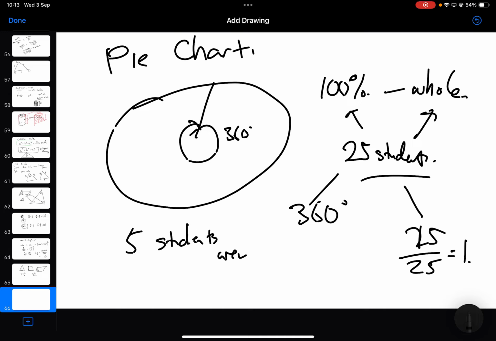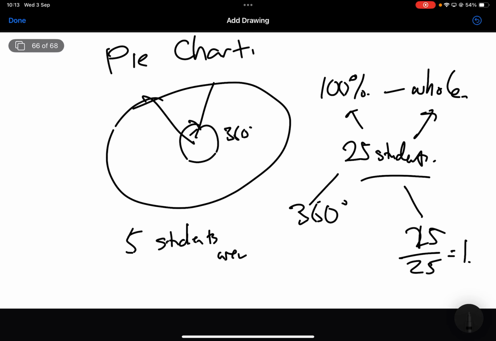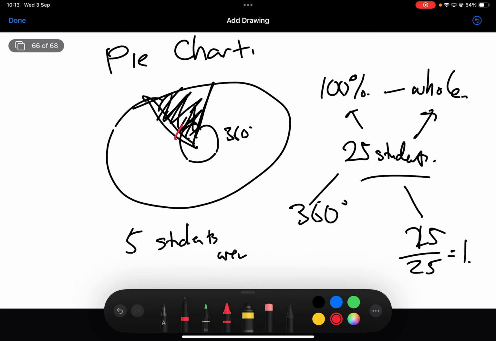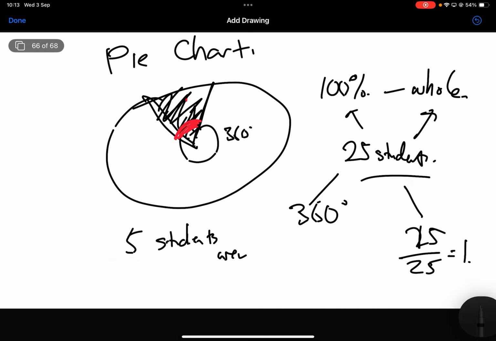If I were to represent these 5 students with a piece of pie, then I must find out how much angle this pie will occupy. Then it is again back to our idea of ratio. 360 degrees is 25 students. If I want 5, then how do I get what angle it is? There will be a corresponding angle.